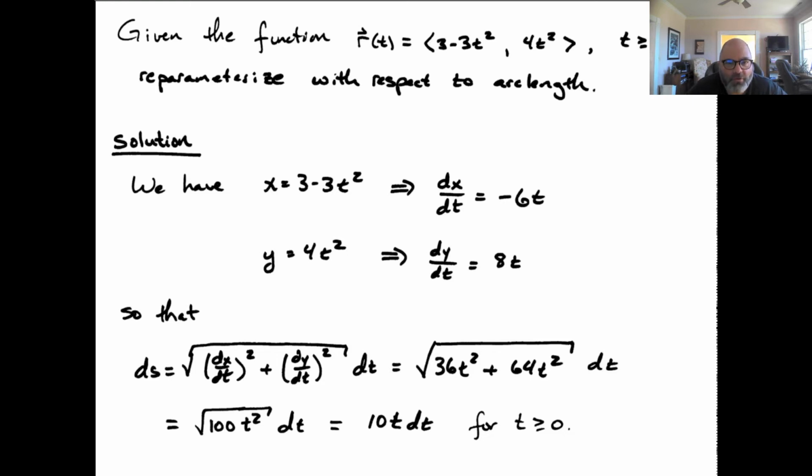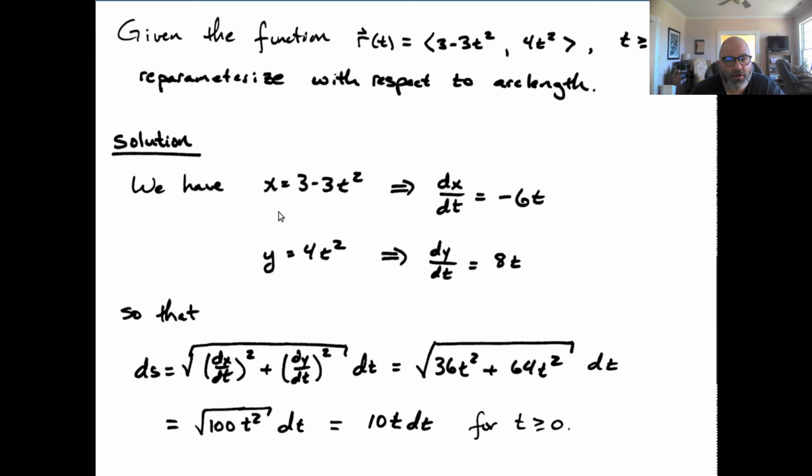In this one we'll be looking at how to reparameterize a curve with respect to arc length. The curve that we're given is r of t equals (3 minus 3t squared, 4t squared), and that's good for t greater than or equal to 0.